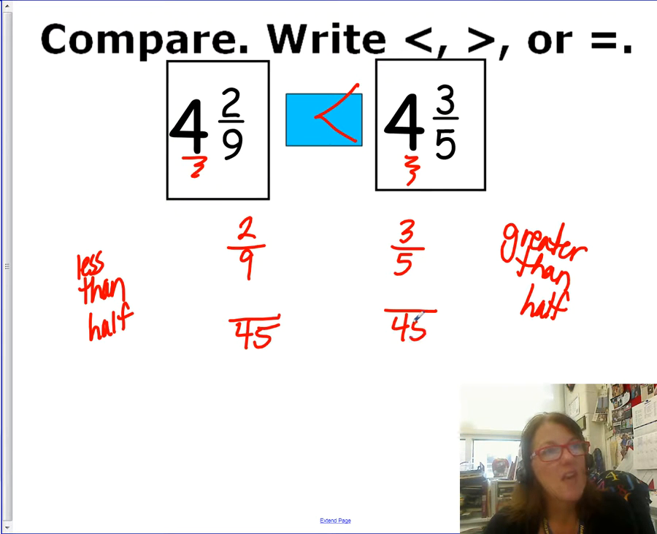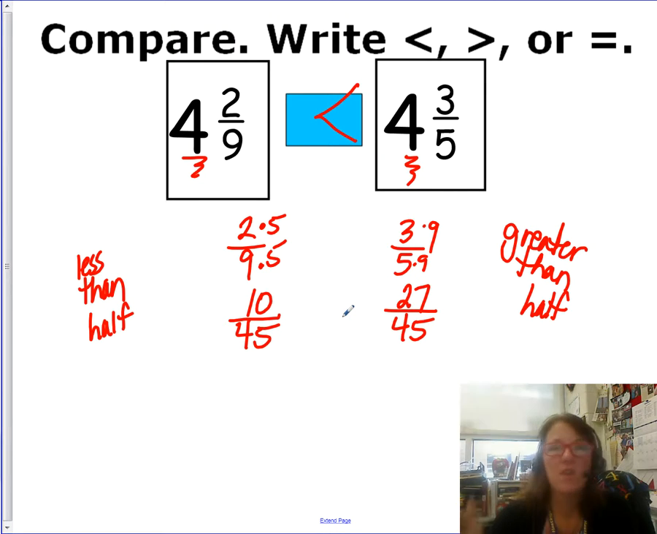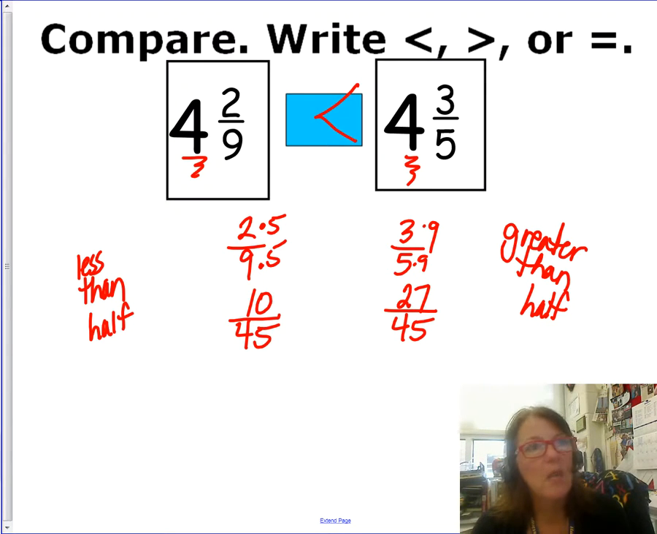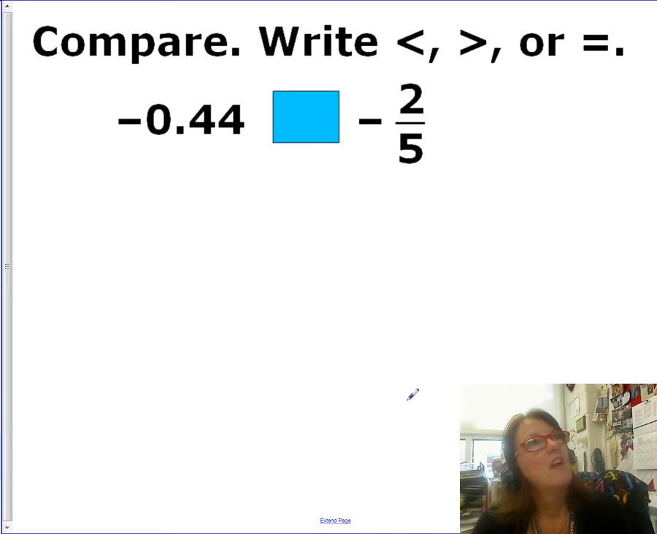Because it's not like magic fairies are just going to come and sprinkle pixie dust on your beautiful brain and you can just do it without showing me some work behind it and the reasoning behind it. Getting it to 45ths, this is 10/45. Getting this to 45ths is 27/45. Whew! Definitely bigger.